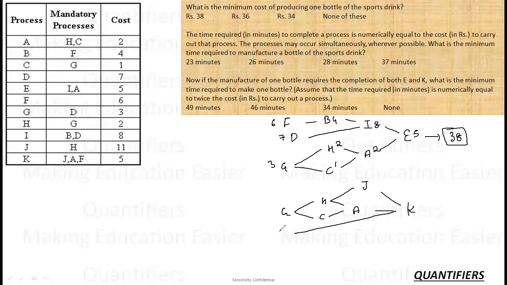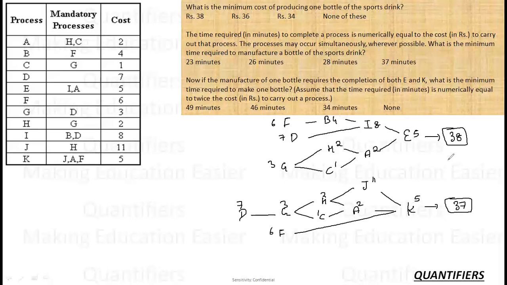Now G also depends upon D, and F does not depend upon anything. So let me calculate the total cost. D is costing me 7, G is costing me 3, H is costing me 2, C is costing me 1, A is costing me 2, J is costing me 11, K is costing me 5, and F is costing me 6. Adding these up gives 37. So the total cost incurred here is 37.